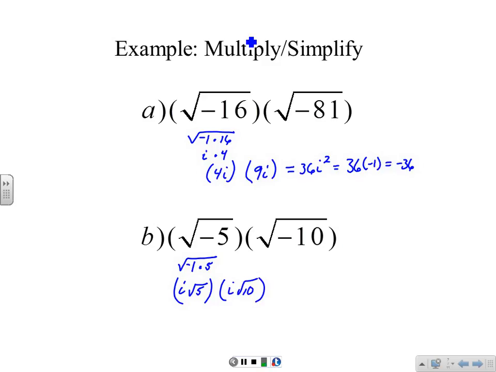And now on the outside, i times i is i squared, and since the numbers left underneath the radical are real numbers, I can multiply these now like we did in Chapter 5. So the square root of 5 times the square root of 10 is going to be the square root of 50. And then we need to simplify this. i squared, as you know, is -1, and then 50 will break down into 25 times 2. So you're going to have -1 times 5 times the square root of 2. So all in all, you get -5 square roots of 2.